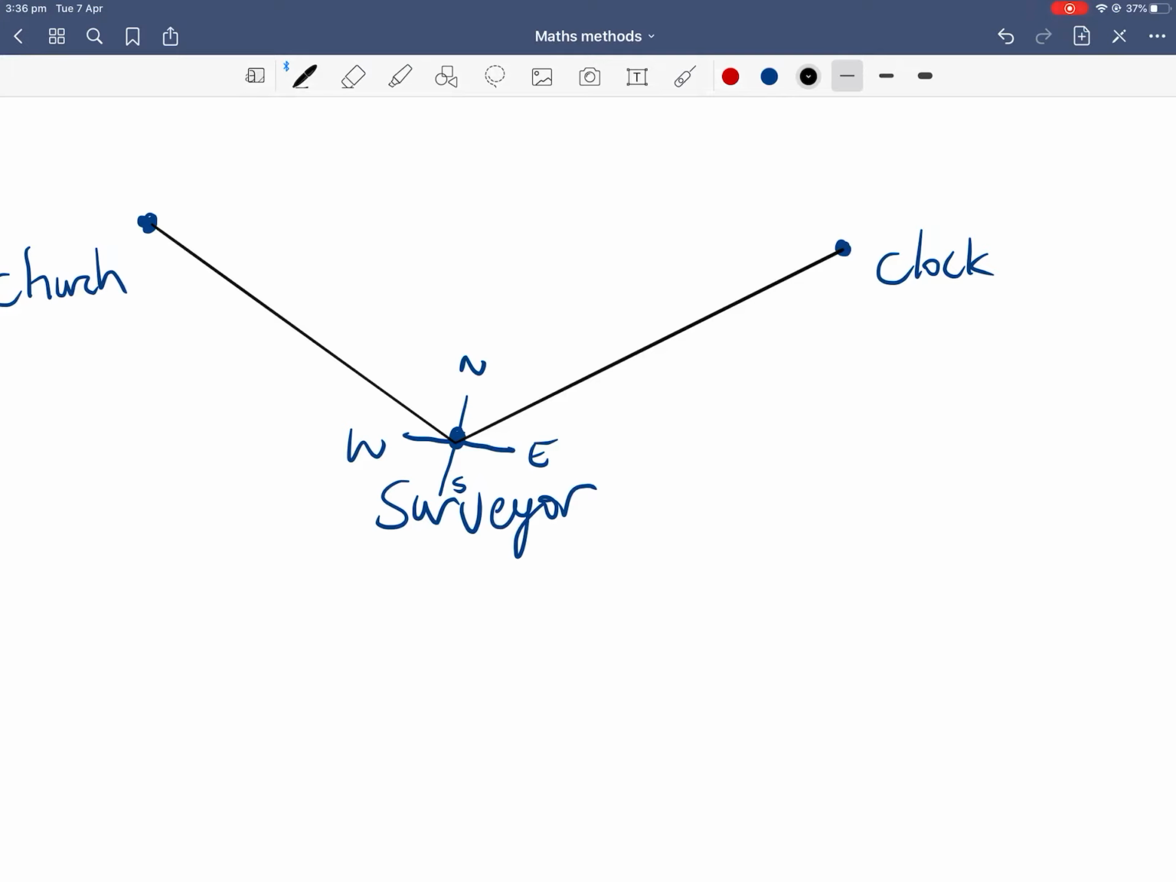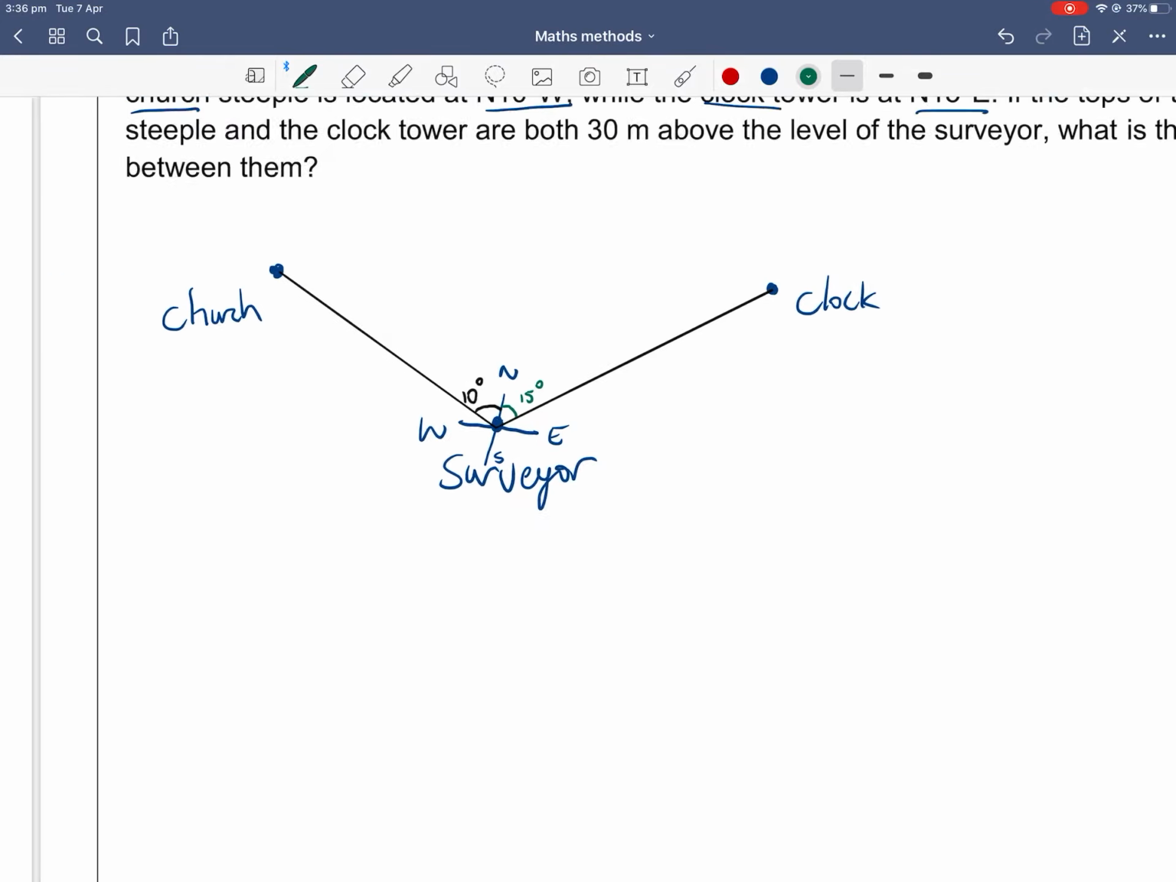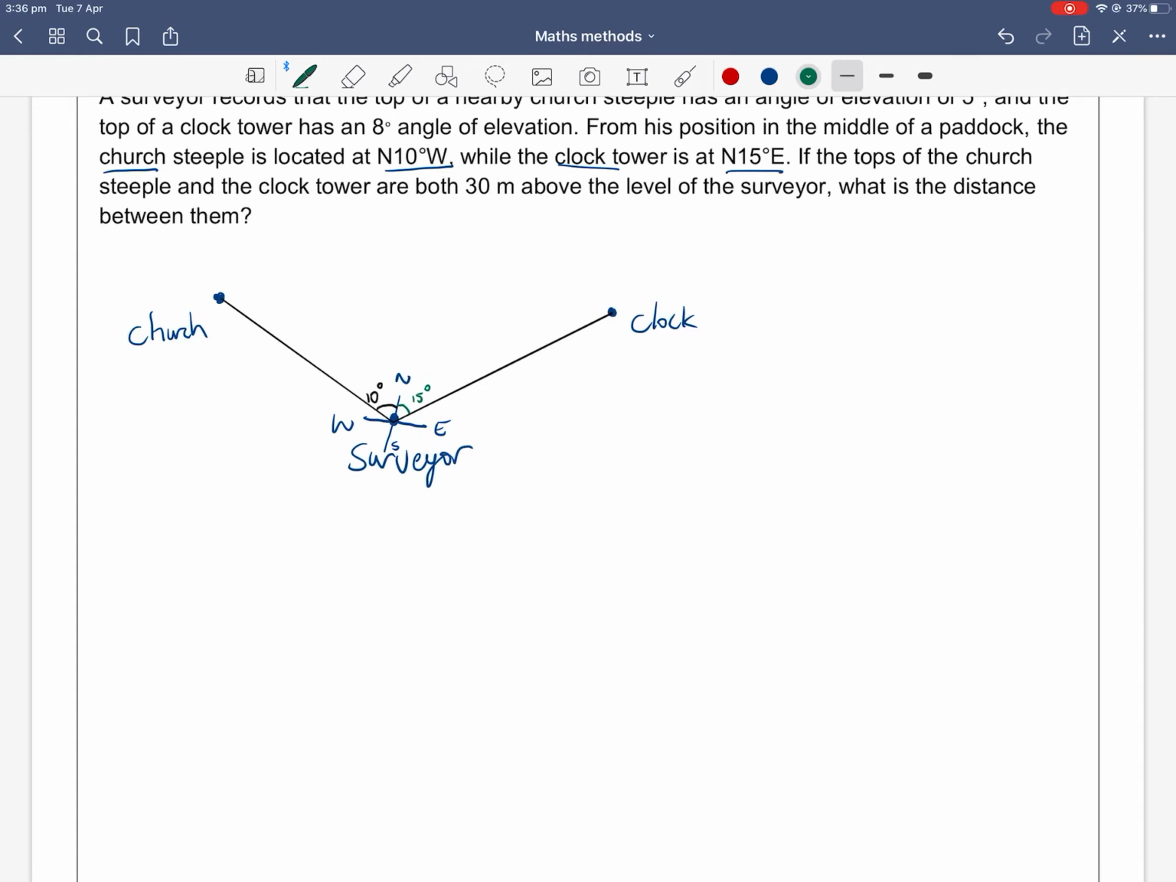So zooming in, if I'm just purely caring about bearing wise, ignoring the heights, so looking at bearing, the church is north 10 degrees west. So this floor bearing is 10 degrees. Well, if I just change color, the clock is 15 degrees east of the surveyor. So purely just looking at the bearings, that's 10 degrees and that's 15 degrees over there.